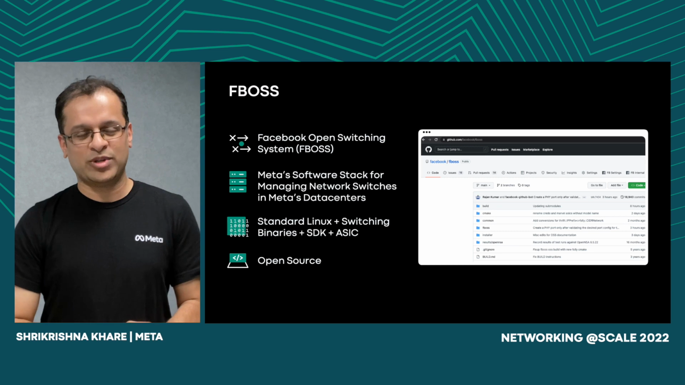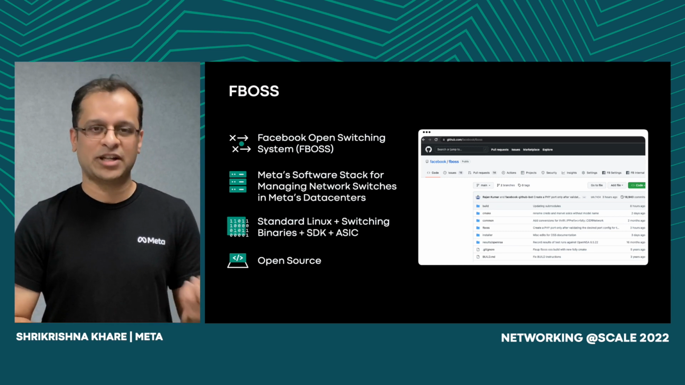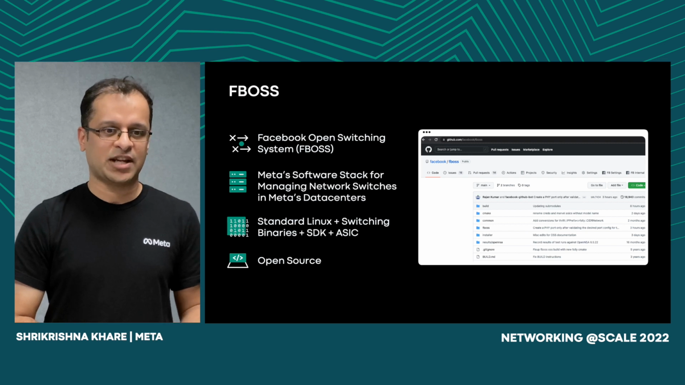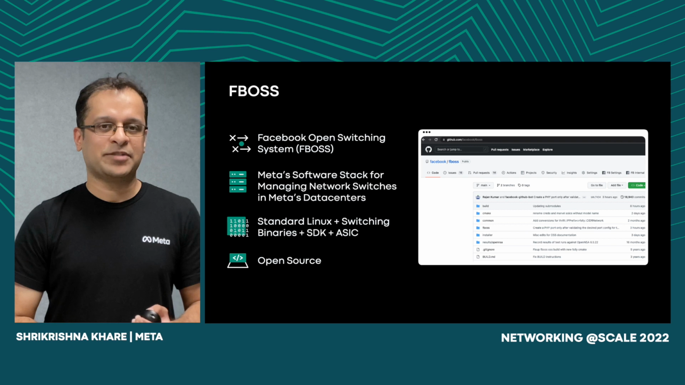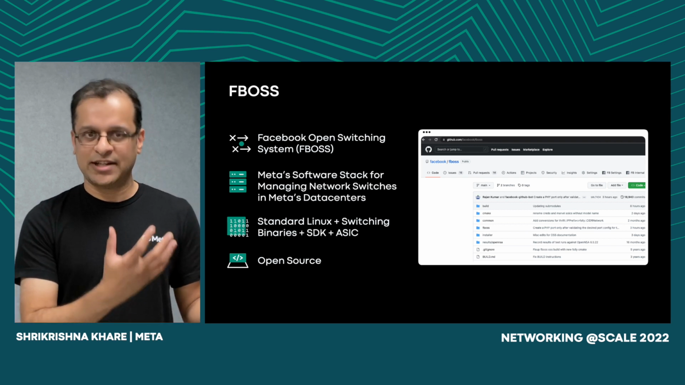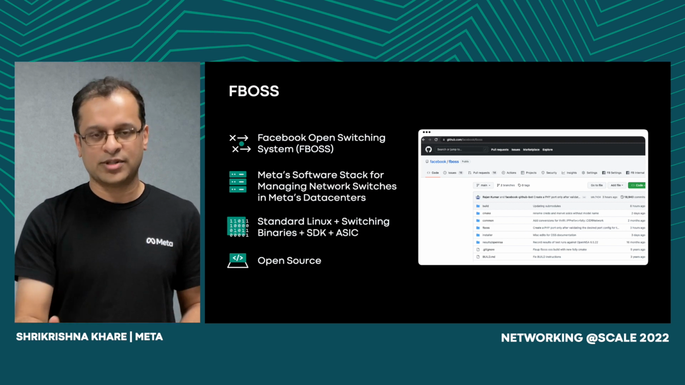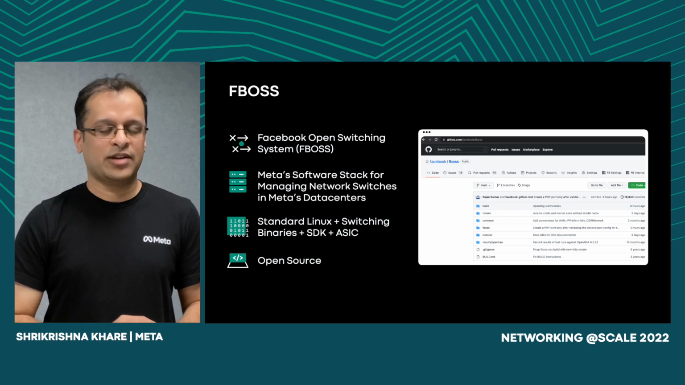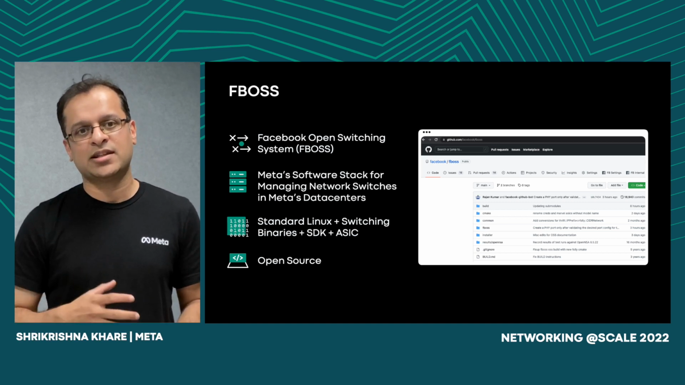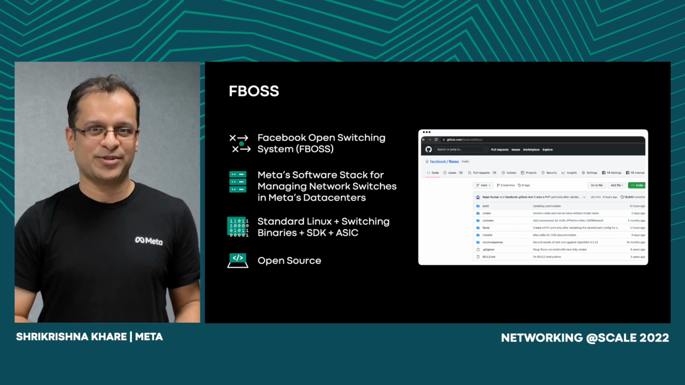Enter Fboss, which stands for Facebook Open Switching System. This is Meta's software stack for managing network switches in Meta data centers. It comprises a few parts: standard Linux, then the binaries that comprise Fboss. We'll talk more about it in coming slides. Then the vendor SDK, and finally the vendor ASIC. The vendor ASIC is the piece of hardware that is capable of switching and routing. Finally, Fboss is also open source.